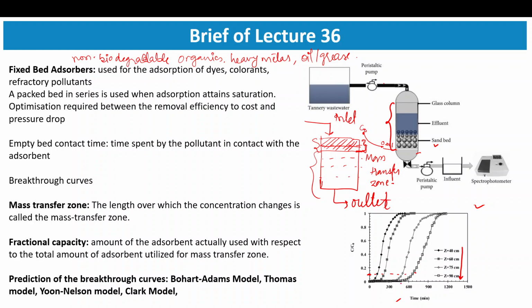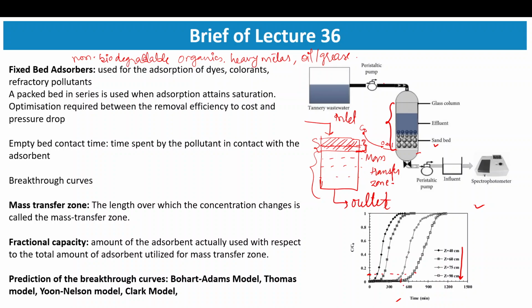So whenever you see a rise in the concentration, that is nothing but the breakthrough time. And breakthrough time is usually dependent on the permissible limit of the pollutant as well. For example, let's say if you have dye in your wastewater, the dye will give color to the wastewater, right? And you want to adsorb that dye. So for good quality water, it should be colorless, right?